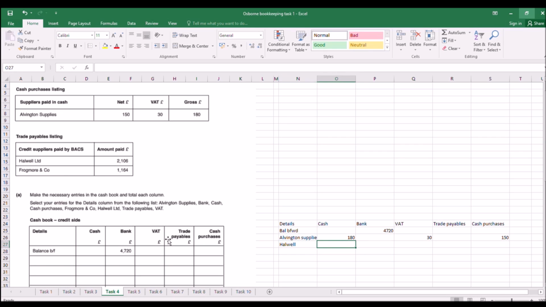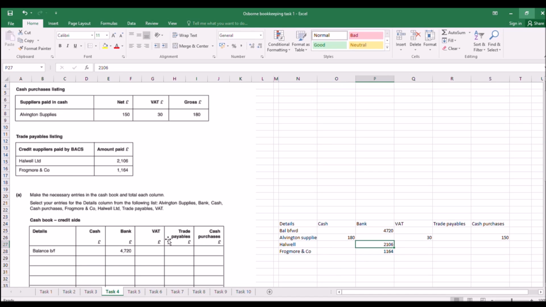We're paying this by BACS. BACS means we're paying it from the bank via BACS transfer. You'll see that in bookkeeping controls, Frogmore and Co., which is sort of the introduction to a bank reconciliation. Well, that's when we'll see that.